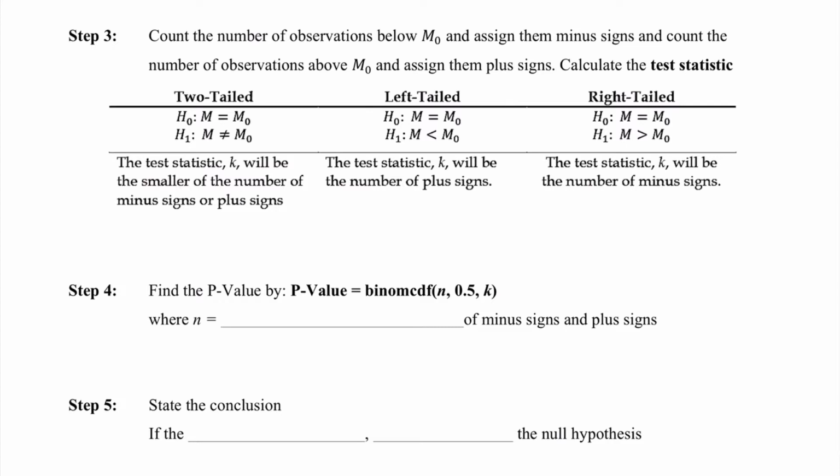Once we have our value of k, we can find the p-value using the binomcdf function. Make sure we're careful here of our input. We use binomcdf, and then we input our sample size. And remember that our sample size n is the total number of minus signs and plus signs, where we have to be careful to ignore any data that matches the value of the median stated in our null hypothesis. Making sure we're careful with that, our probability of success is 0.5, and our value of k is determined by what type of test we're conducting. And as always, once we have our p-value, we can state our conclusion, where one more time we know that if the p-value is less than alpha, we get to reject the null hypothesis.